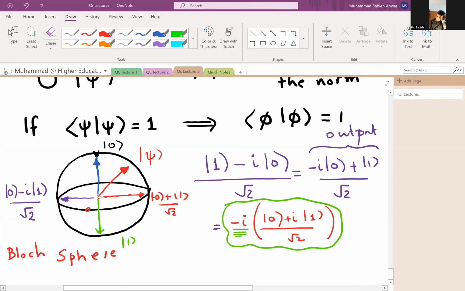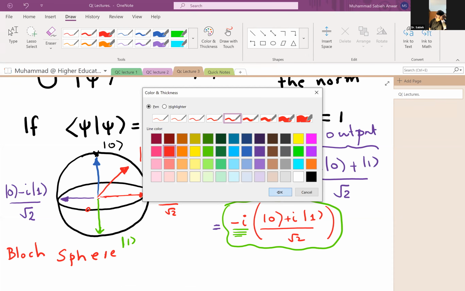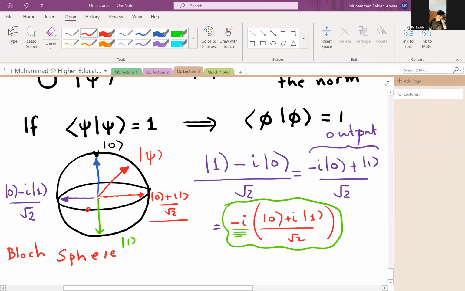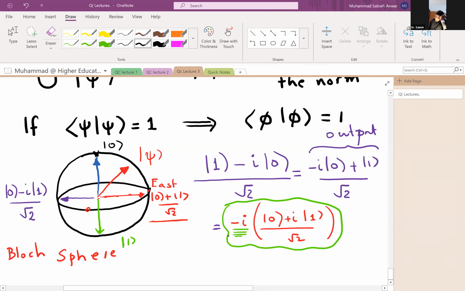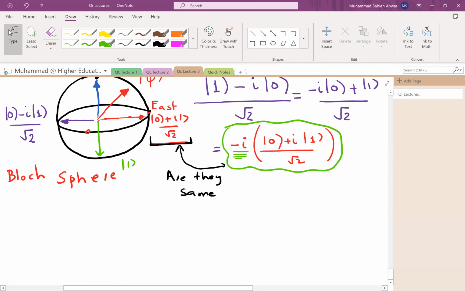Whereas in the previous lecture, I mentioned that this is the state that lives here on the east point. But when I do the calculation, I get this minus iota. Is it of any consequence? So in other words, is the state that I've written in the green wavy box the same as the state that I've written over here? Are these states the same, or is there any difference? Same. They are the same.